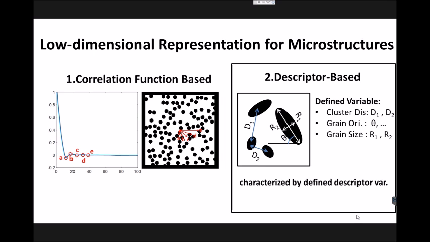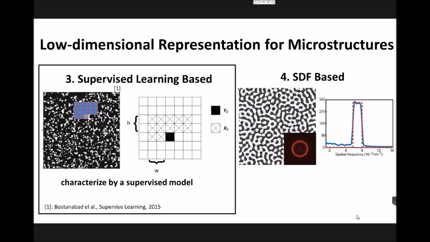Descriptor-based method is trying to manually define some variables by describing geometric characteristics of the particles, such as cluster distance, grain orientations, grain sizes, and so on. Supervised learning method is to train a supervised model, such as a classification tree, by considering the neighborhood of the target pixel as inputs. In this case, a conditional probability between the neighborhood x and the target value y could be derived. The assumption for this method is that the microstructure follows a Markov random field.